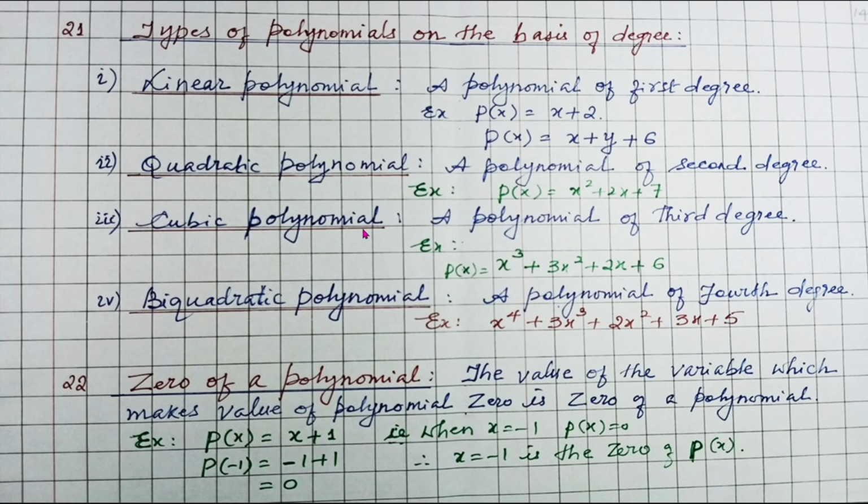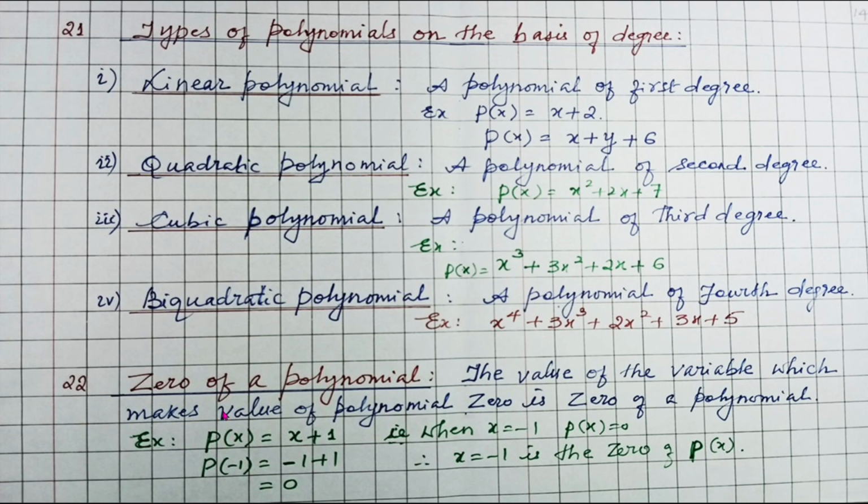A cubic polynomial is a polynomial of third degree. If you take an example here, x cube plus 3x square plus 2x plus 6, the degree of this polynomial is 3, therefore it is a cubic polynomial. A biquadratic polynomial is a polynomial of fourth degree. Here if you see in this polynomial the highest power is 4. It is a 4th degree polynomial and is called a biquadratic polynomial.